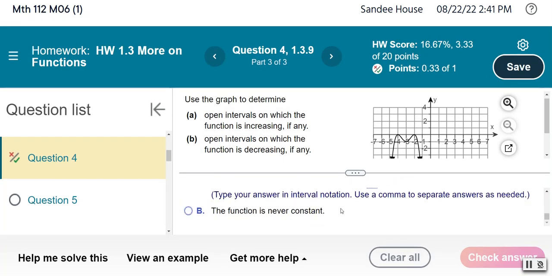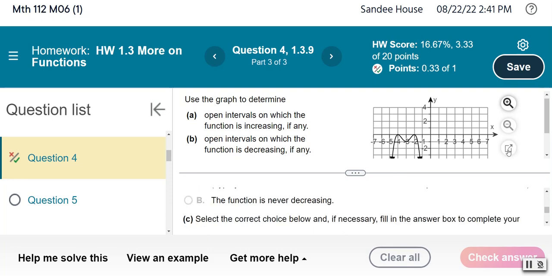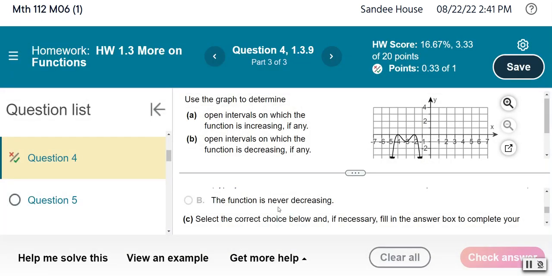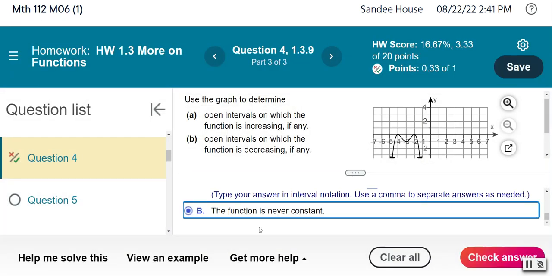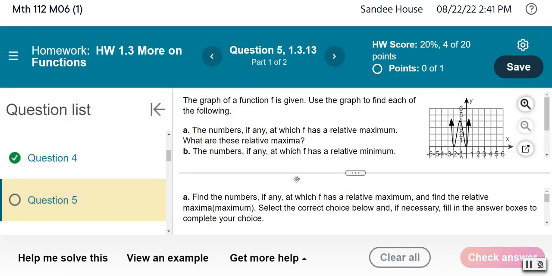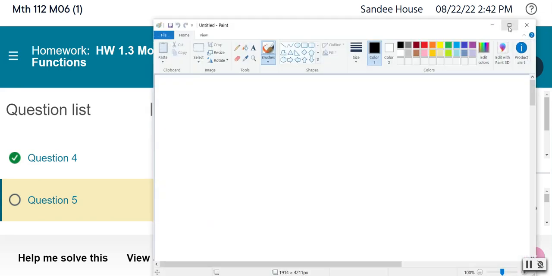All right, now it wants to know where it's constant. And looking at this graph, look, this is a nice curvy curve. There's no flat in this graph at all, so it's never constant. Now, before we go to number 5, let's just recap what we just said.